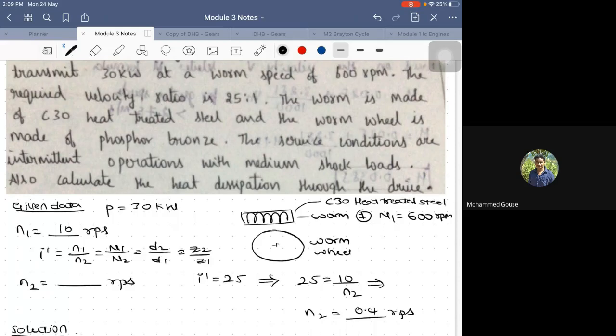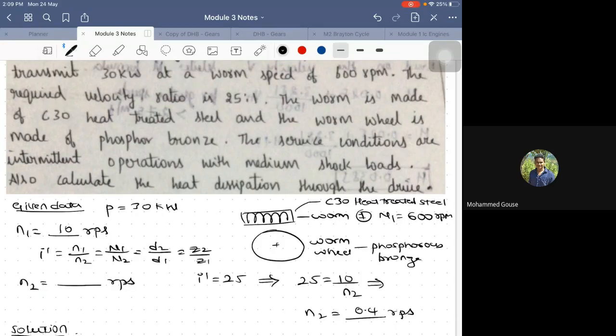Okay, and the worm wheel is made up of phosphorus bronze. This phosphorus bronze for the worm wheel is pretty common, so it is better to assume this particular material even if he has not given it. Here it is clearly specified that the worm is made up of C30 heat-treated steel and the worm wheel is made up of phosphorus bronze.